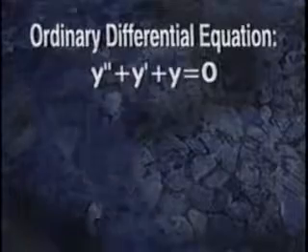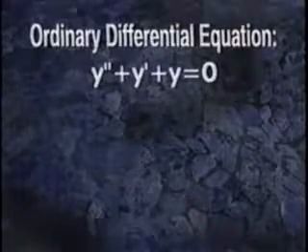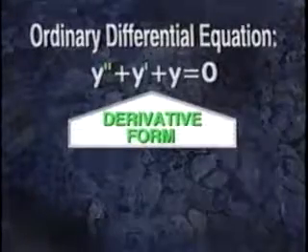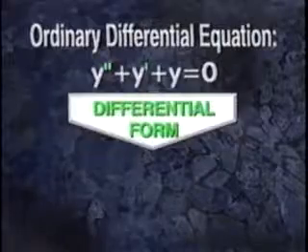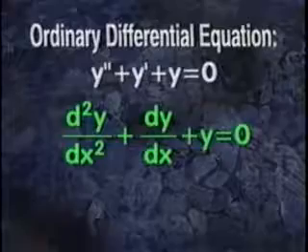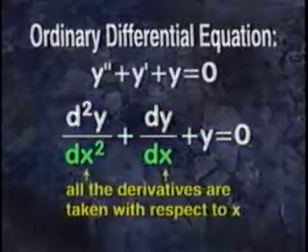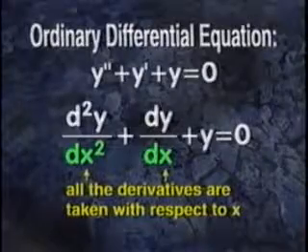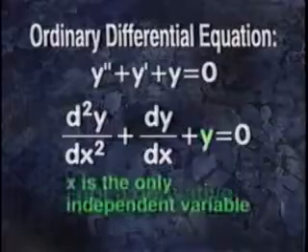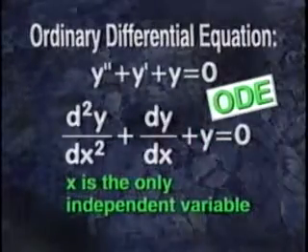An example of an ordinary differential equation is y double prime plus y prime plus y equals 0. This is written in the derivative form. See those primey things? Translating this into differential form, we get the second derivative of y with respect to x plus dy dx plus y equals 0. As you can see, all the derivatives in this equation are taken with respect to x, and the last term y is not a derivative. So x is the only independent variable, making this an ODE.